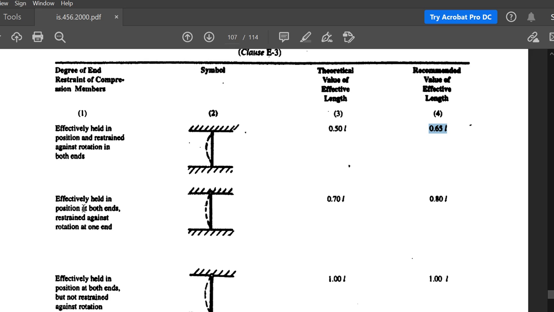The second one is effectively held in position at both ends and restrained against rotation at one end, which means one end is hinged and the other end is fixed. You can see here, effectively held in position at both ends, restrained against rotation only at one end, which means the other end is free to rotate, so this is a hinge. So the theoretical value is 0.7 L and the recommended value is 0.8 L.